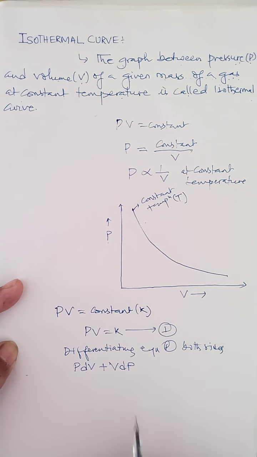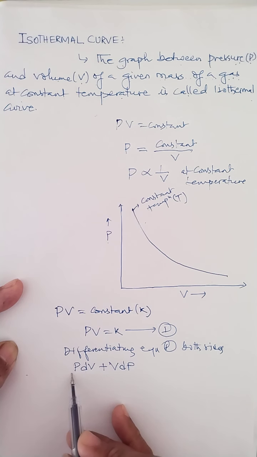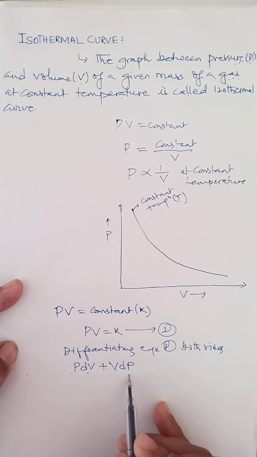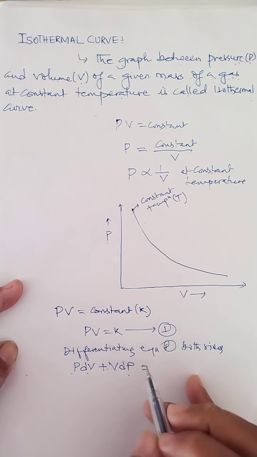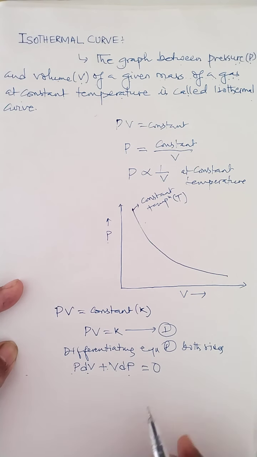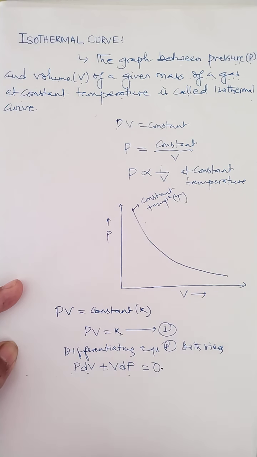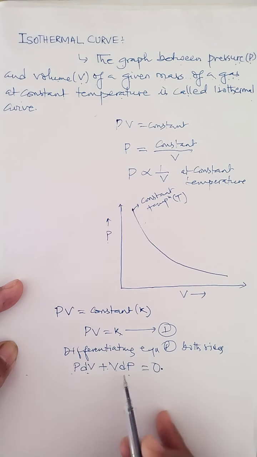So this is the formula. When there is a product of two variables, the differentiation is given by: first variable times differentiation of second, plus second variable times differentiation of first. Equals to, now differentiation of a constant is always 0. Children, remember this: differentiation of any constant is always 0, whereas differentiation of the product on the left hand side is always given by this.